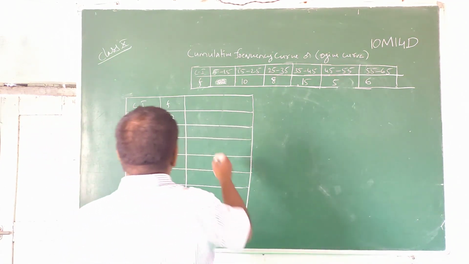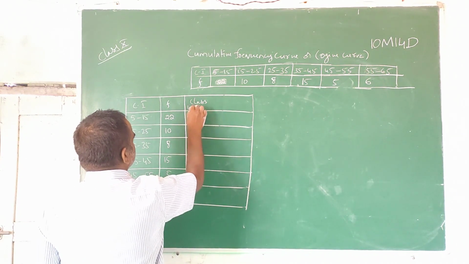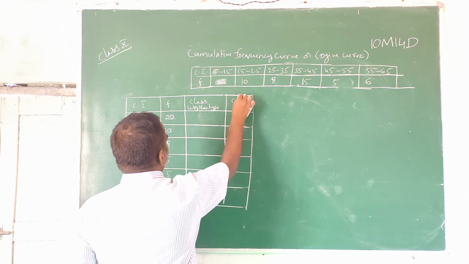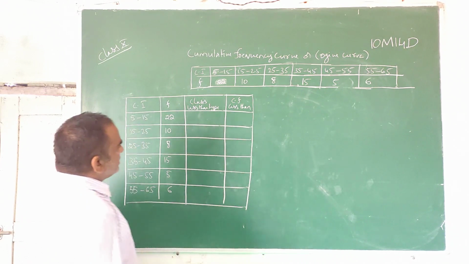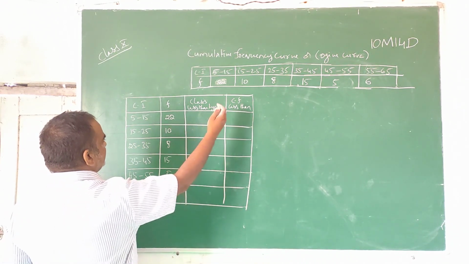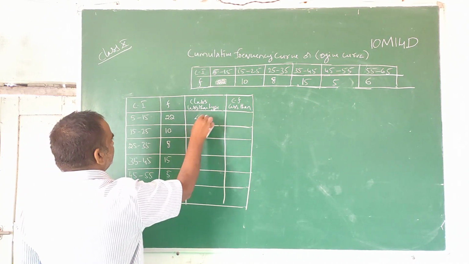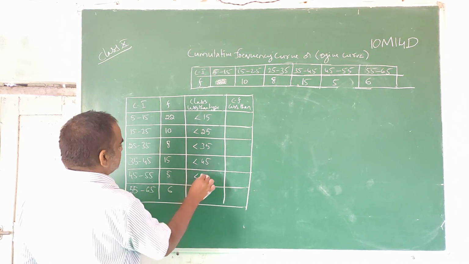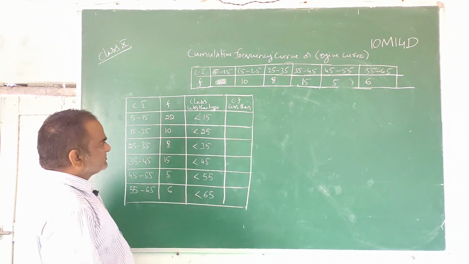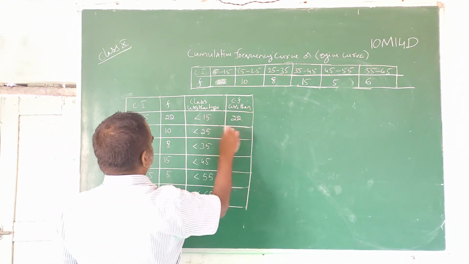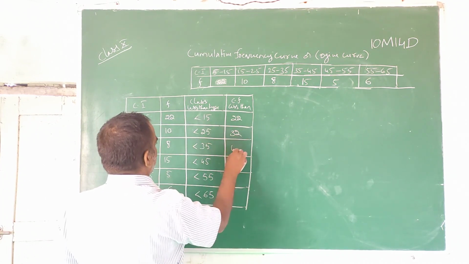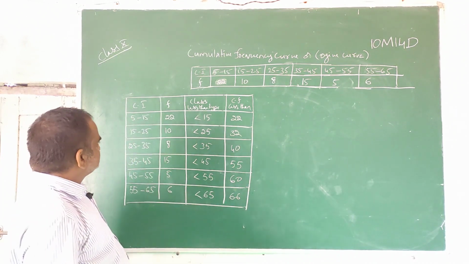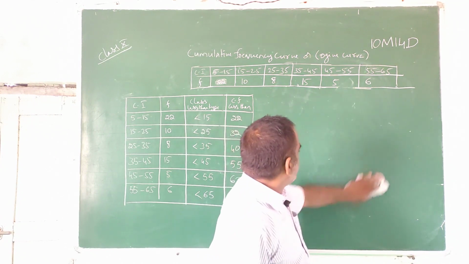Now the class of less than type, and this is the cumulative frequency of less than type. In less than type, you have to take the class upper limit. So less than 15, less than 25, less than 35, less than 45, less than 55, less than 65. Now the cumulative frequency less than type is 22, 22 plus 10 is 32, 32 plus 8 is 40, 40 plus 15 is 55, 55 plus 5 is 60, 60 plus 6 is 66. Now you have to draw the less than ogive.